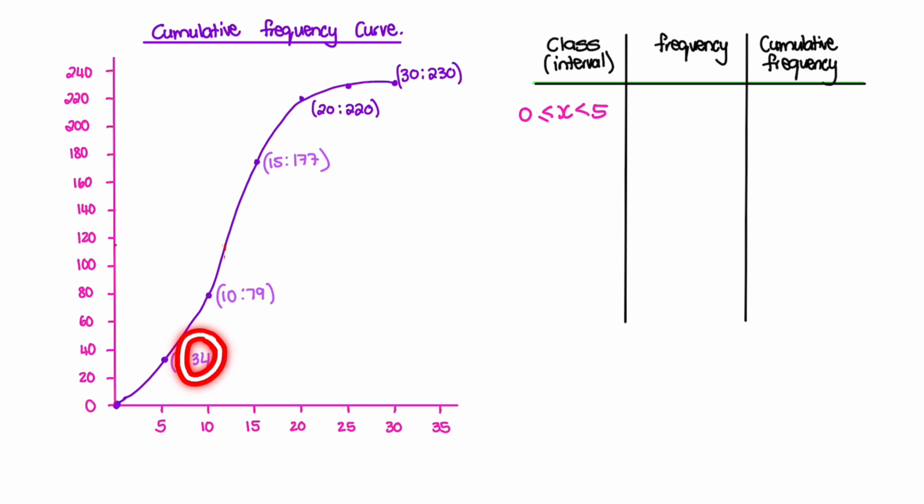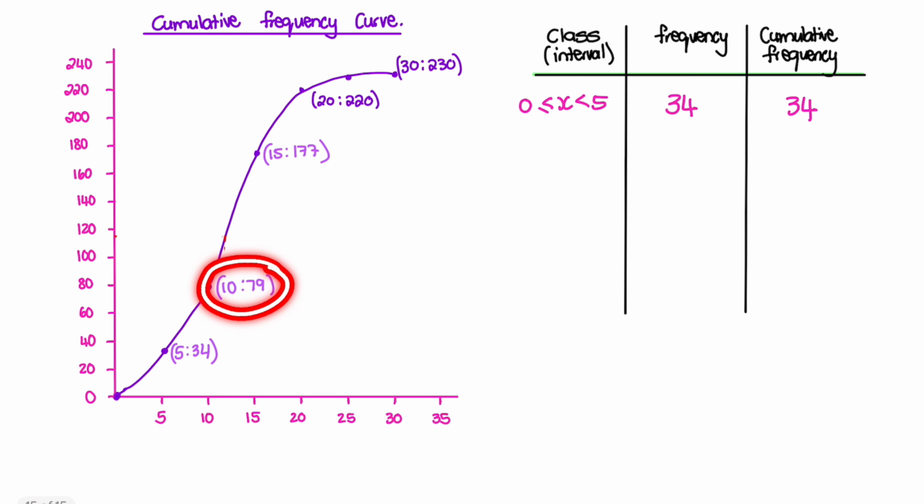Next, we can follow the value of 34. So between 0 and 5, we had 34 individuals, and that is our frequency, but also our cumulative frequency, so our total up until that point. Our next plot here is 10 and 79. So the 10 represents the upper limit of this interval between 5 and 10. So the x values went from 5 up until 10. And the cumulative frequency value is 79.